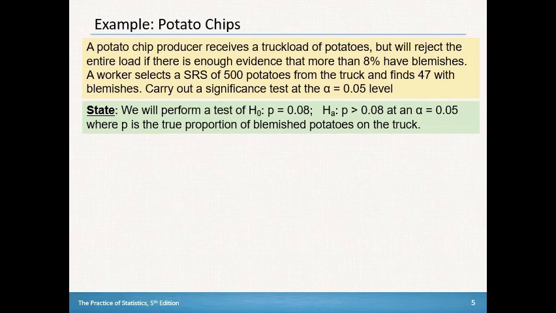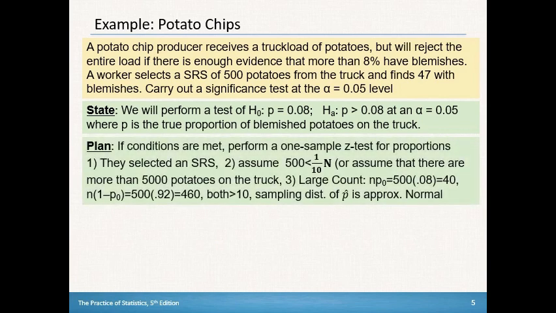And we want to say what P is in our state. So P is the true proportion of blemished potatoes in the truck. All right, so we want to do a plan. Our plan states our inference procedure. So we want to do a one sample Z test for proportions, and we're going to select a random sample.